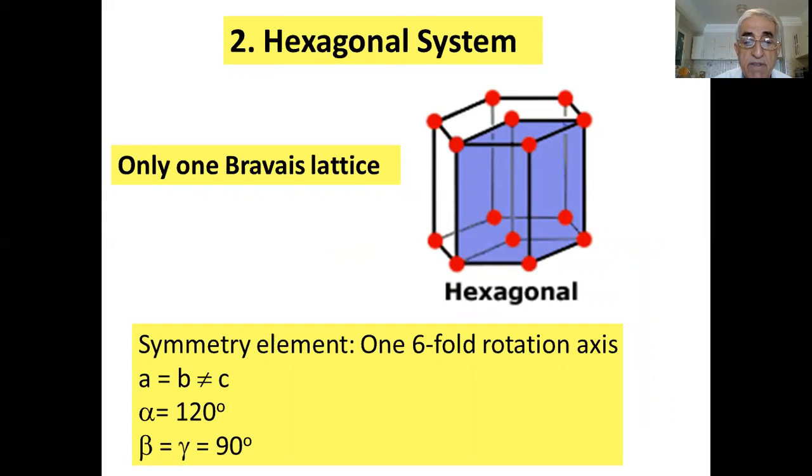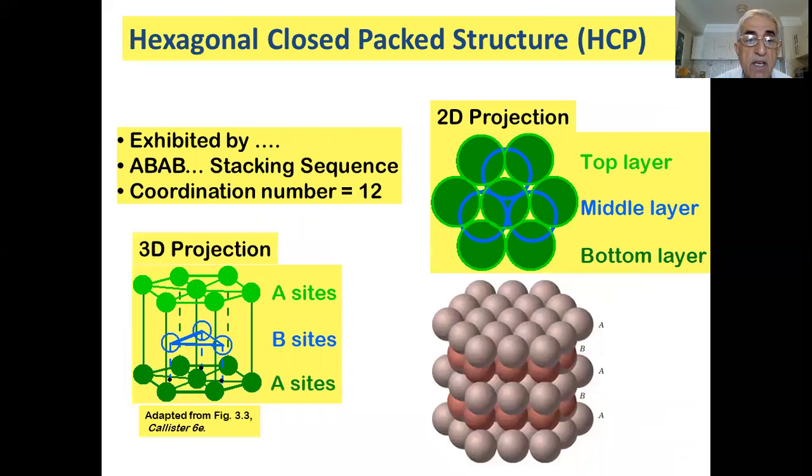Hexagonal, only one Bravais lattice. A equal to B and not equal to C, alpha equal to 120 degrees, beta and gamma are equal and equal to 90 degrees. This figure shows a hexagonal structure. Hexagonal close packed structure, HCP. It can be seen A sides, B sides, and C sides exhibited by AB stacking sequences. Two-dimensional projection can be seen here: top layer, middle layer, and bottom layer. It can be clearly seen the hexagonal packed structure.